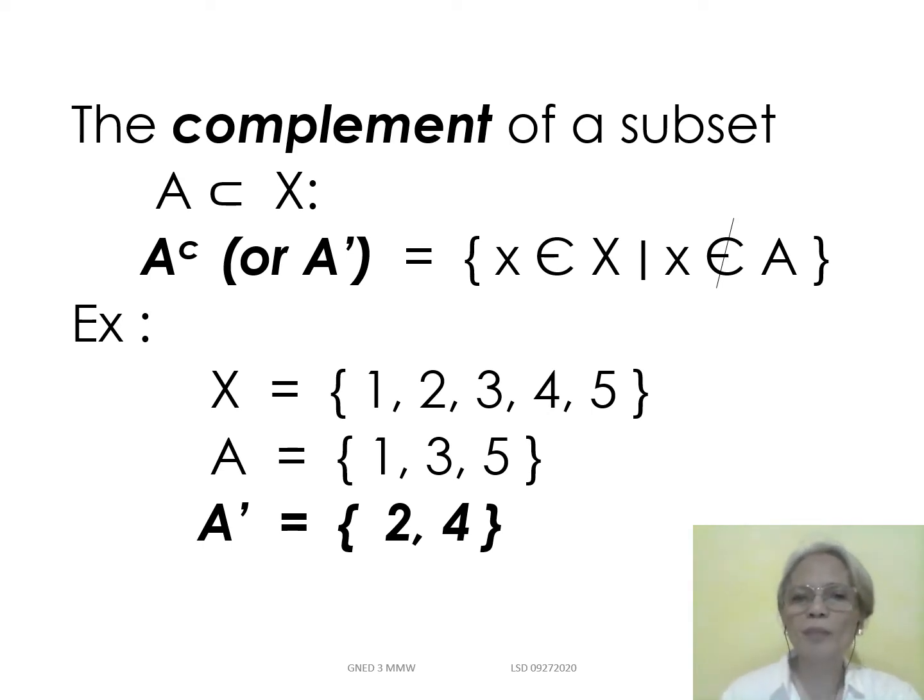So what's the complement of a subset? The complement, which we denote by A superscript C or A apostrophe, is the set which contains the elements x of the set X which are not elements of A. For example, we have the set X with elements 1, 2, 3, 4, 5, and the set A with the elements 1, 3, 5. The complement of A are the elements of X which are not in A, and obviously those are the elements 2 and 4.